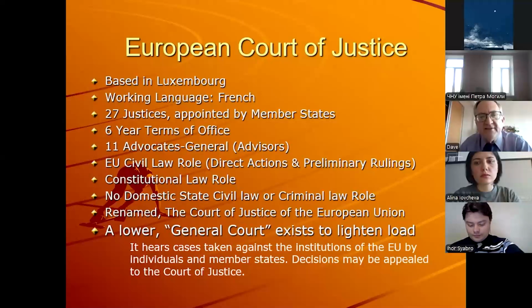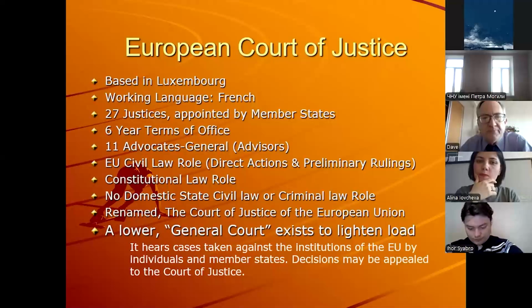There are 11 advocates general or advisors. Now, this sounds a little bit boring, but actually it's not boring. These advocates general are appointed by the member states on a rotating basis. And these people have a lot of power, maybe more power than the justices, because they decide which court cases will reach the ears and the eyes of the justices. So they're like the filter, because there are many legal cases, and the Court of Justice can't hear all of these cases. So the advocates general recommend the most important cases to the 27 justices. So that's big power.